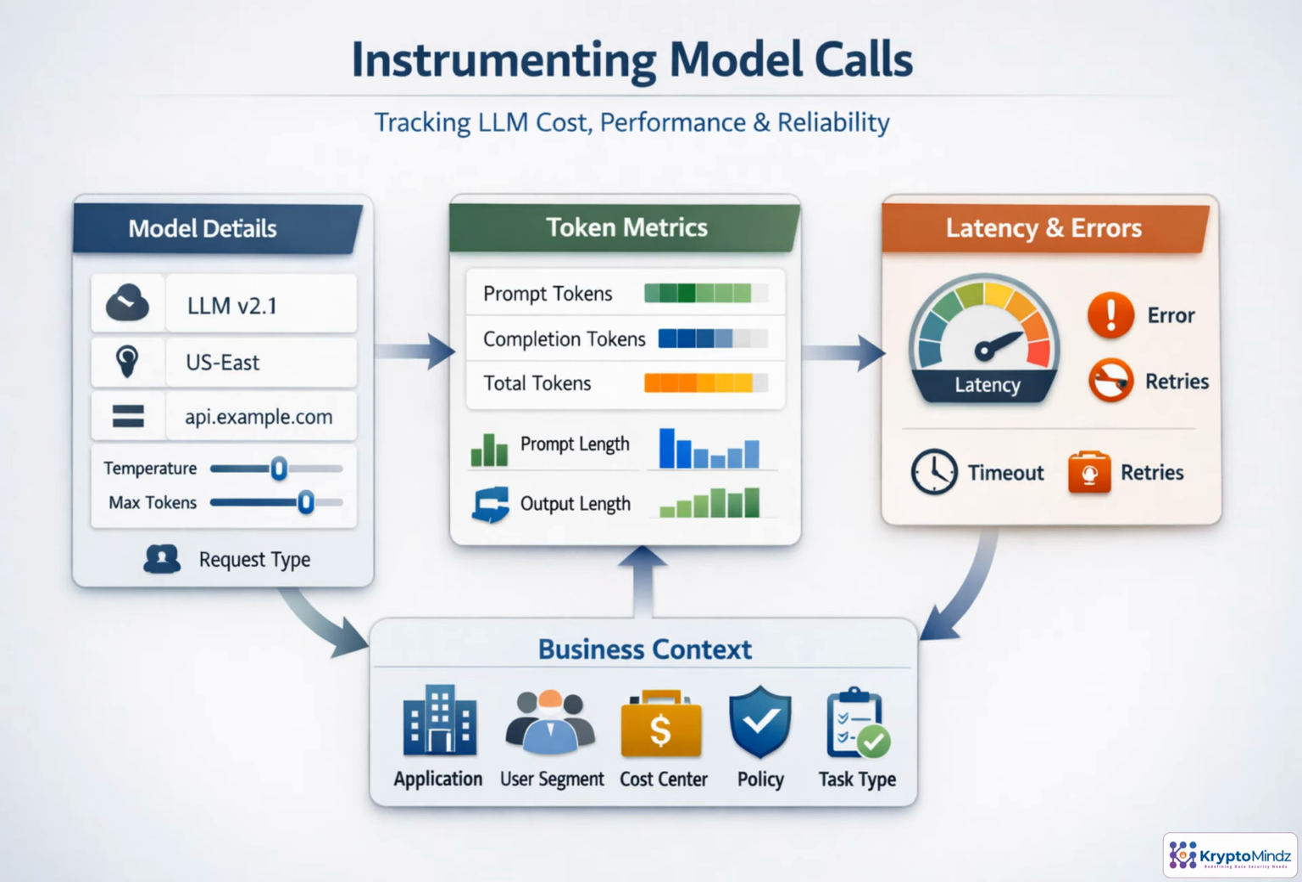Every model call should produce a structured telemetry event. Start with what was called: provider, model, version, region, endpoint, and key parameters like temperature and max tokens. Next, capture token economics: prompt tokens, completion tokens, total tokens, cache hit, and estimated cost. Add reliability signals such as latency, queue time, timeout, error code, retries, and any fallback model. Finally, attach business context: application, tenant, cost center, user segment, policy profile, and task type. Together, these fields turn raw LLM traffic into accountable FinOps data.